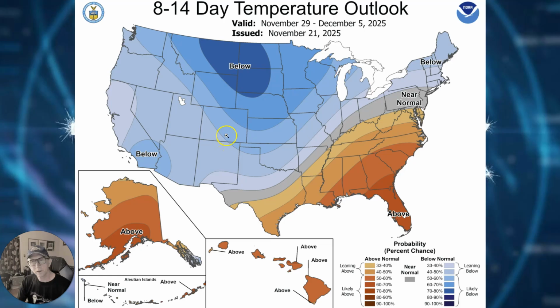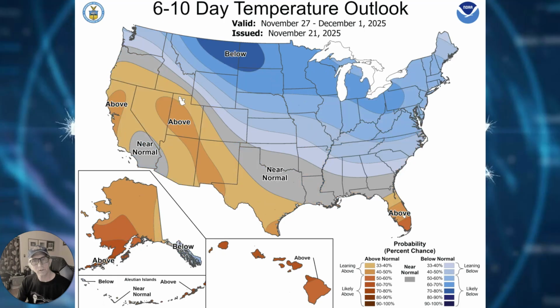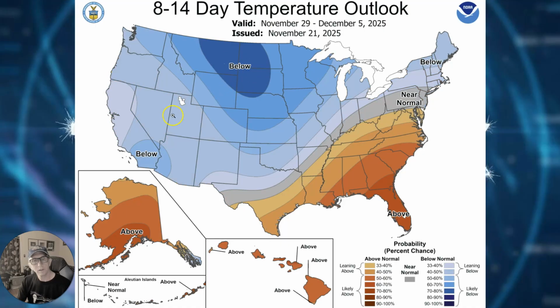8 to 14 day temps. Quite a change, guys. All right, we look at this. The cold temps really look to push deep into the south, the deep south, right? And this is likely what's driving the hazardous temperature outlook down here. Deep cold moving down here.